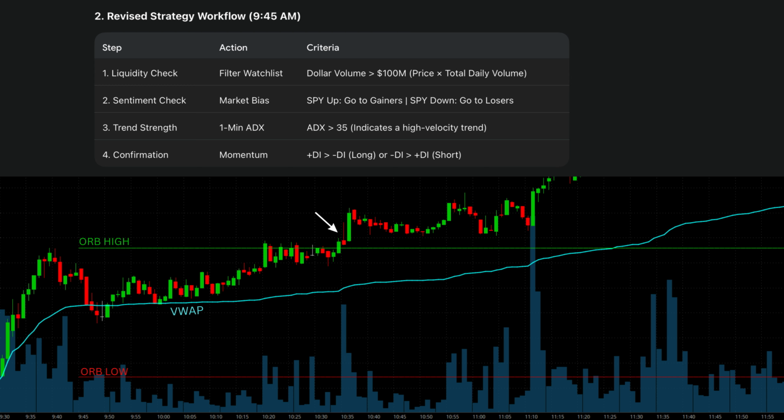2. Sentiment check. Market bias. SPY up, go to gainers. SPY down, go to losers. 3. Trend strength. 1-min ADX greater than 35 indicates a high velocity trend. 4. Confirmation. Momentum: plus DI greater than minus DI for long, or minus DI greater than plus DI for short.